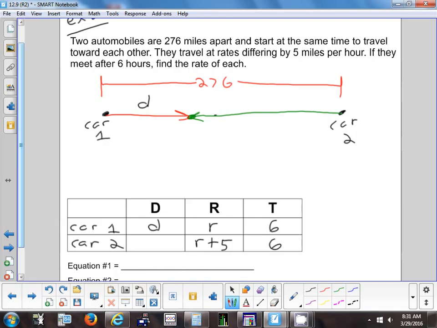Now, here's the tricky part. This part from here to here is D. Let me mark that on that line up above. From here to here, that part is D. How would you figure out this part, the rest of it? That's the tricky part.